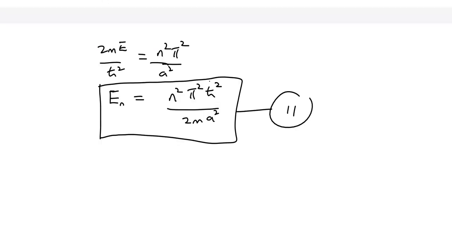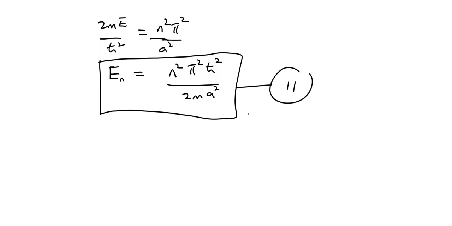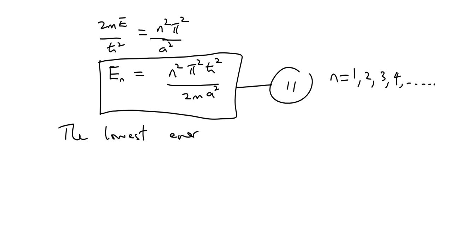So n equals 0 makes no sense. What makes sense is for n to start from 1, 2, 3, 4, and so on and so forth. So this n does not start from 0. The lowest energy is E1. That is when n equals 1. That is the lowest energy.